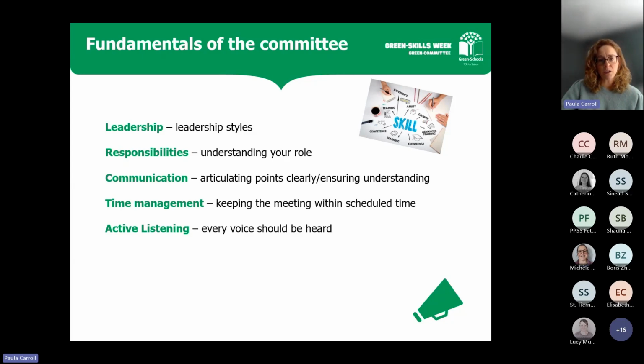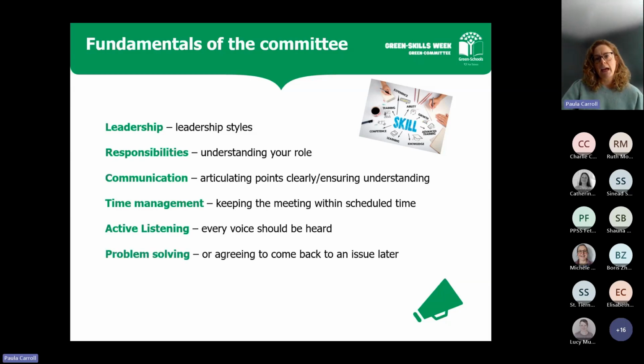Are you asking questions about what they've brought to the table? How can it be put into the agenda? Who can work with it? Are you engaging with people? This is all active listening, and it gives everyone such a buzz if you think that your point has been heard and that you're being taken seriously as part of the committee.